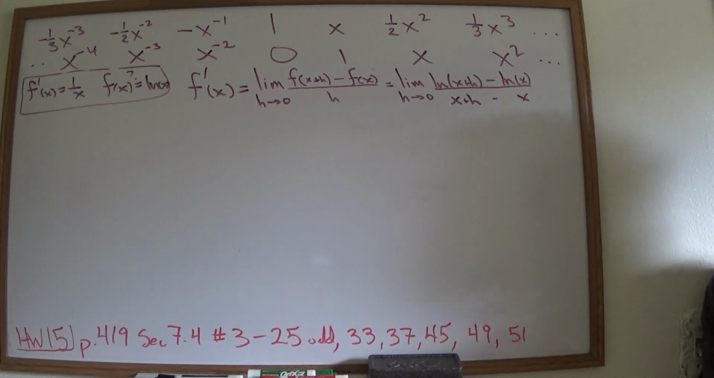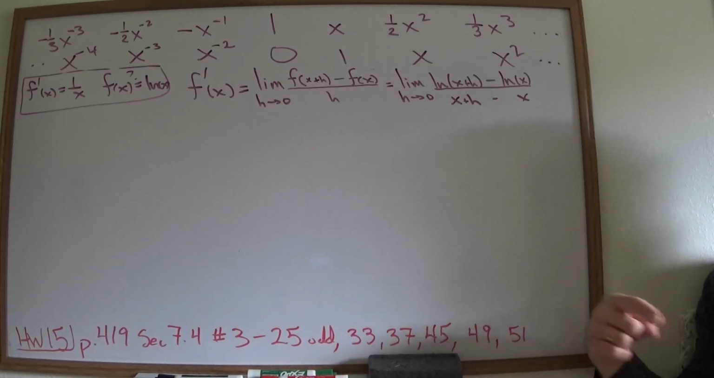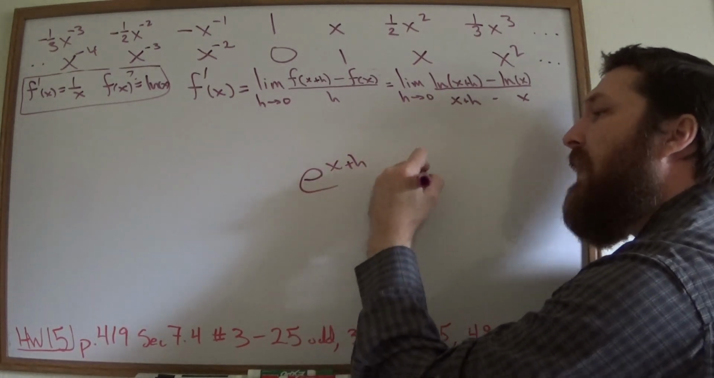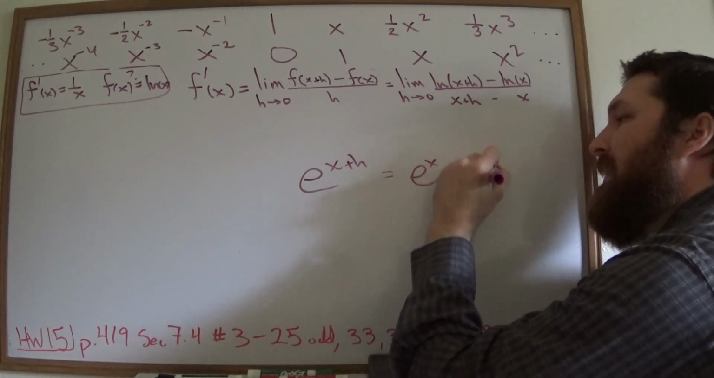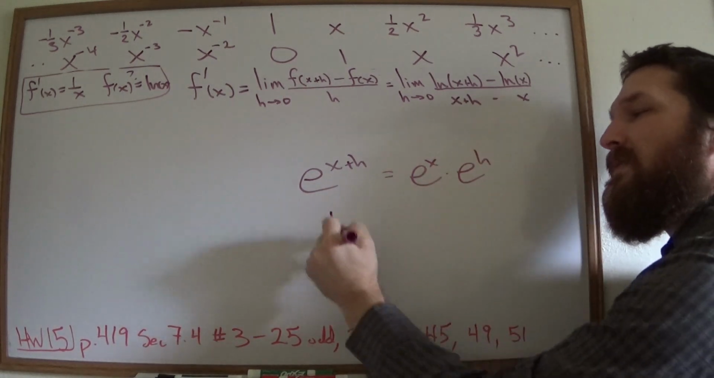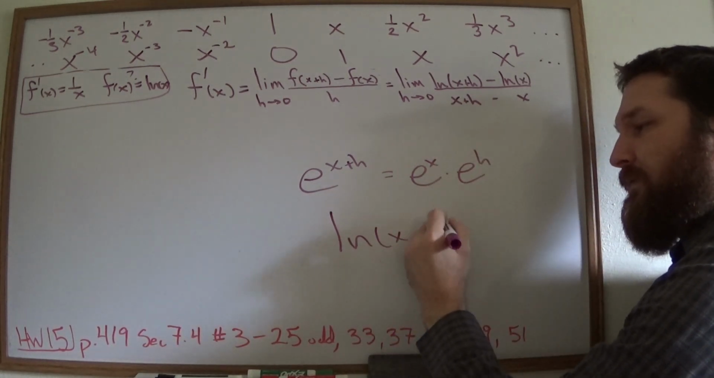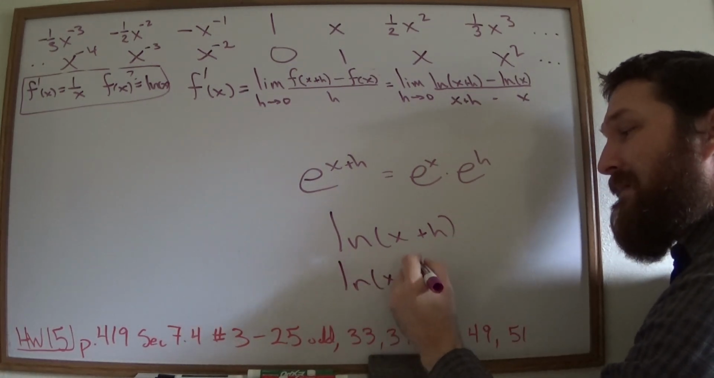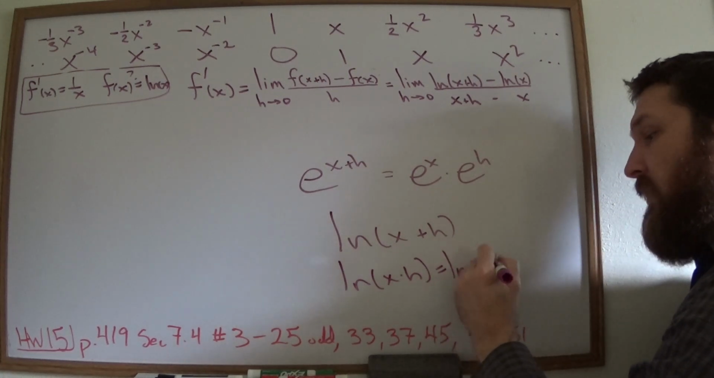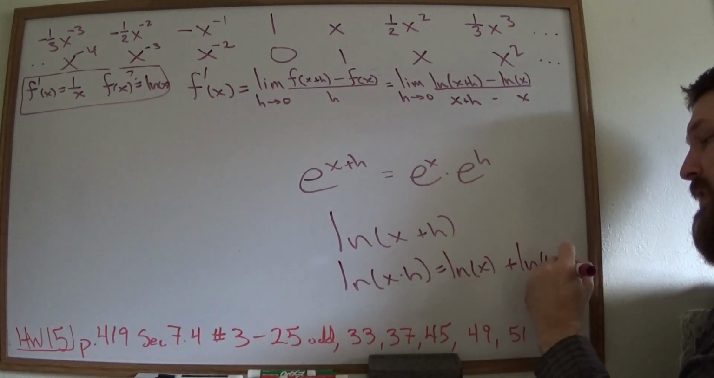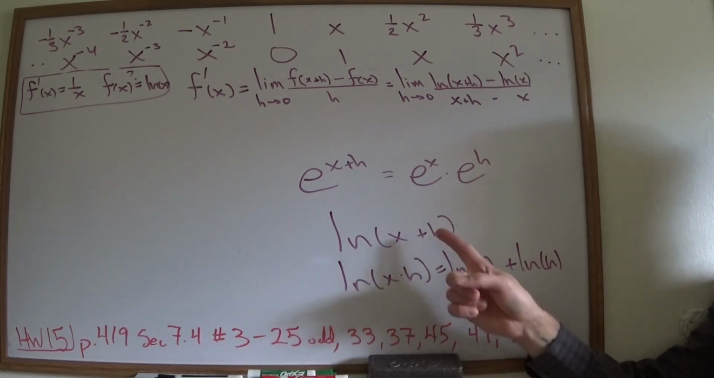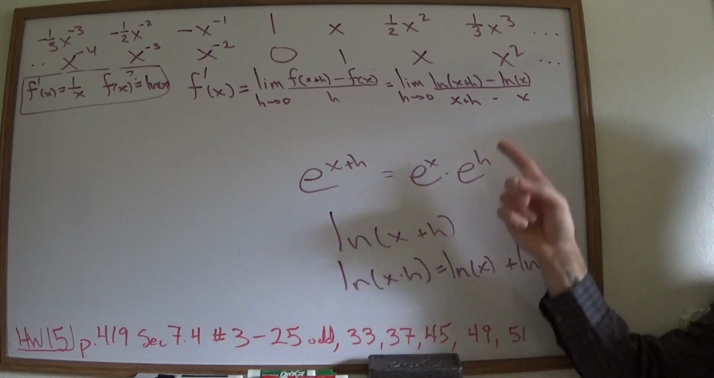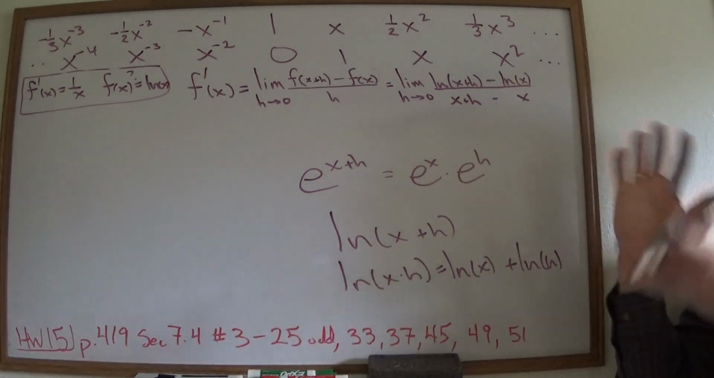Now, we could stare at this all day. The thing that we did with e, it turned out that e to the x plus h, we could rewrite easily as e to the x times e to the h. We don't have a similar property with logs. If it were log of x times h, then we could rewrite that as log x plus log h. But we don't have a nifty property that tells us what to do with adding in here. So we can't rewrite that to maybe do something.